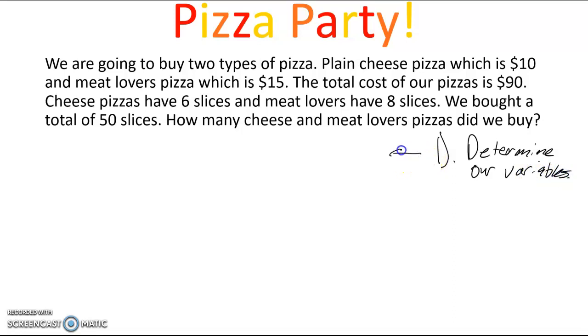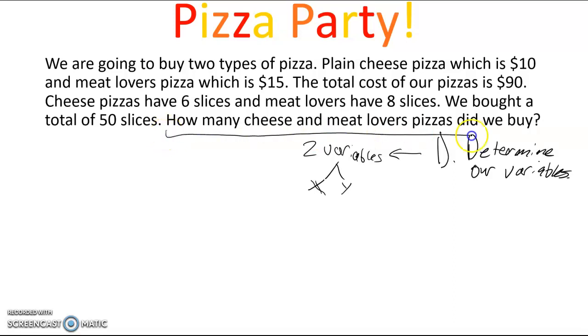What I mean by that is in every system of equations that we've dealt with, we have two variables, mostly either an x or a y, just the ones we've dealt with. When I say determine our variables, we need to determine what our variables are going to represent. What is x or what is y going to represent here? When we do that, we really want to look at what the problem is asking us to find.